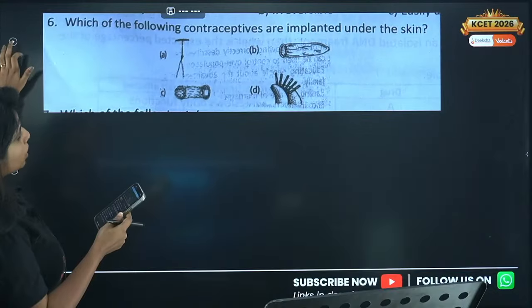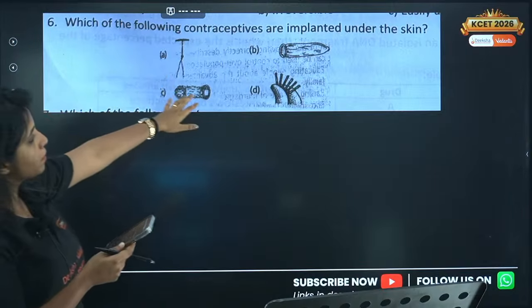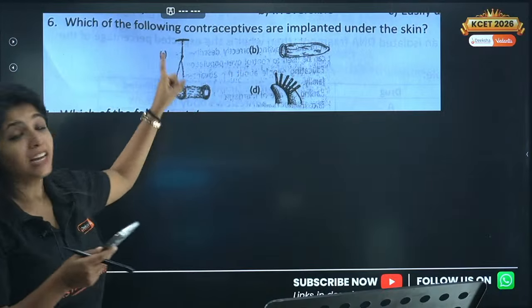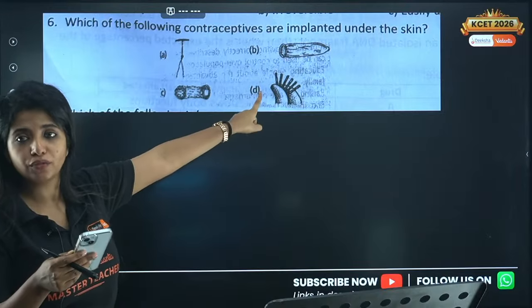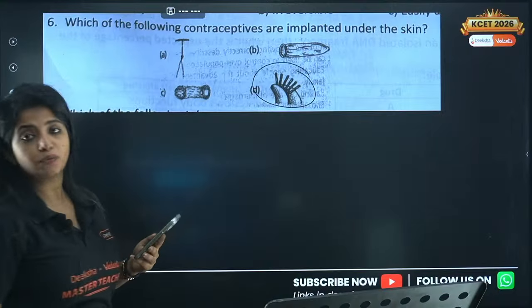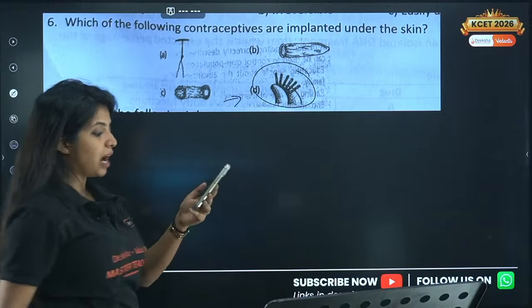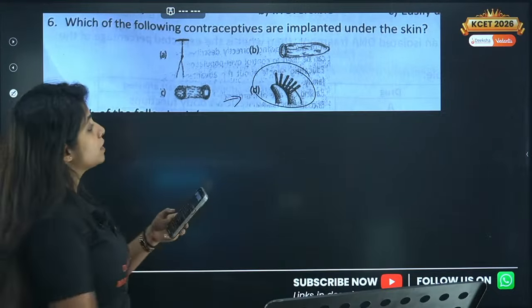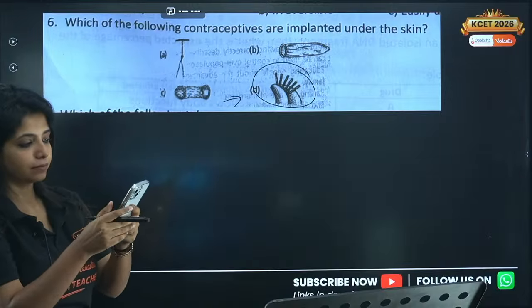Going ahead with the next question, which of the following contraceptives are implanted under the skin? Now this again I gave you in the short video, okay? So this picture is usually being asked and this is the implant. So your answer for this question is D. This is what you put under the skin. Okay, your answer for this question would be D.